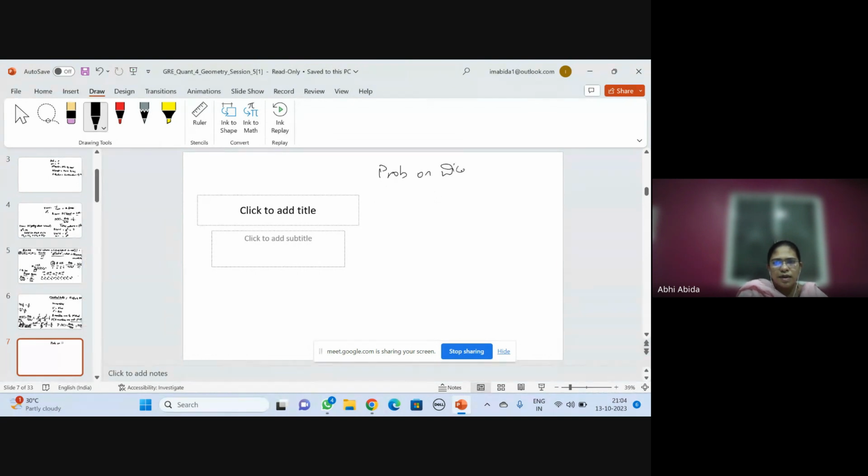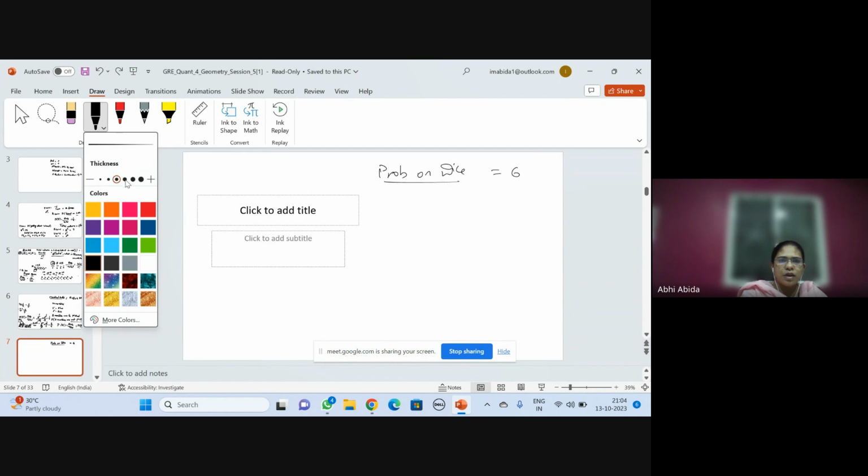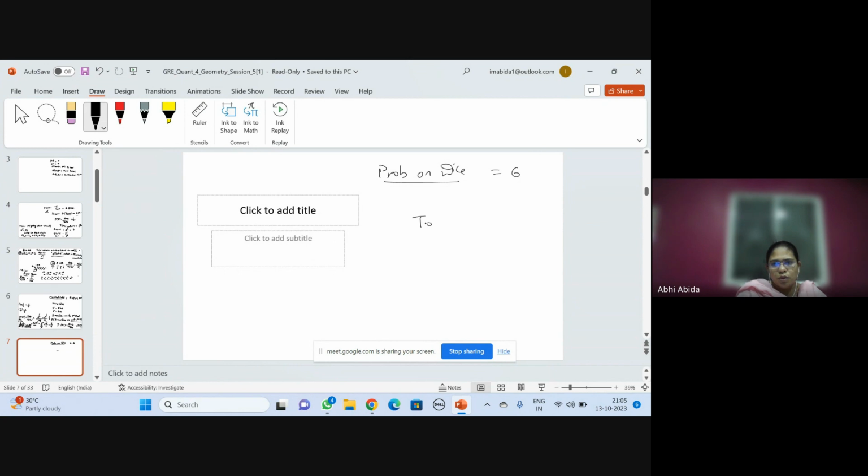Probability on dice. A die has how many faces? 6 faces, 6 numbers, right? So here we can say a die has 6 numbers on it. It consists of 6 numbers or 6 faces, whatever. So whenever we are throwing a die, what will be the total outcome?